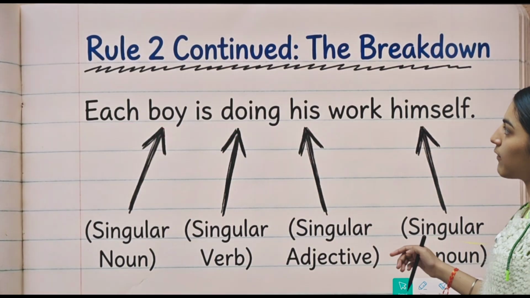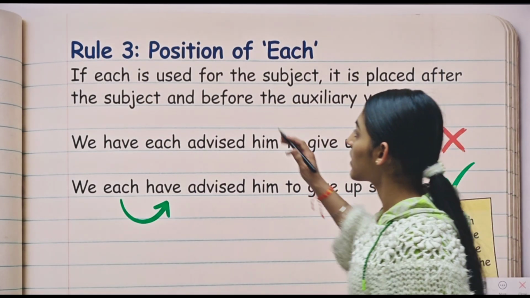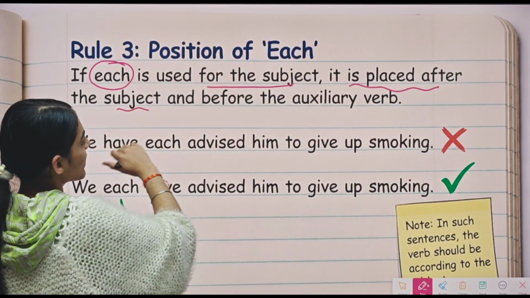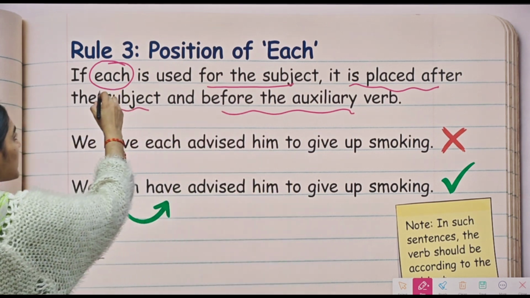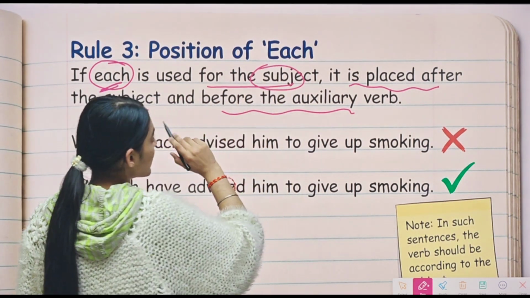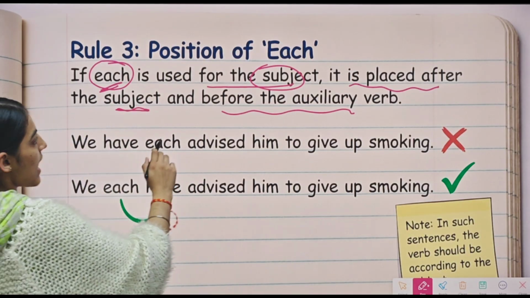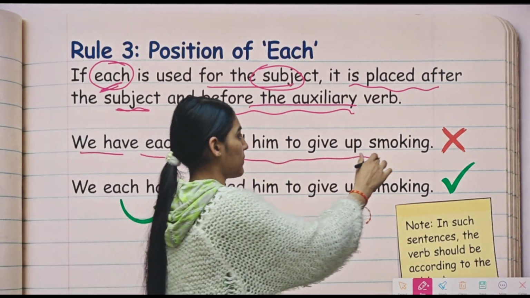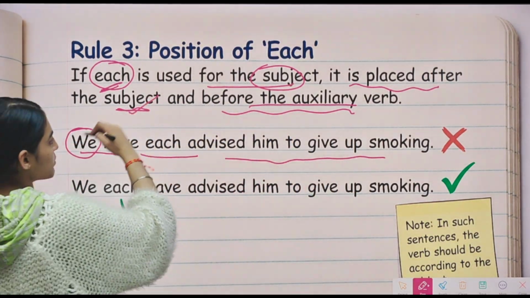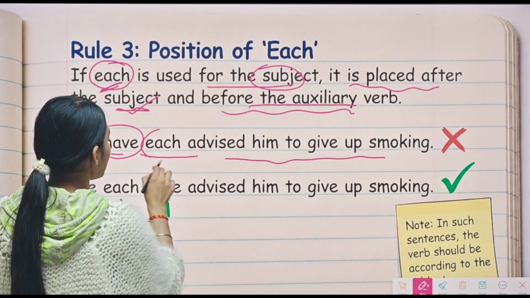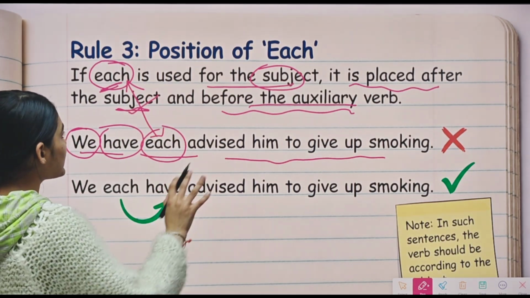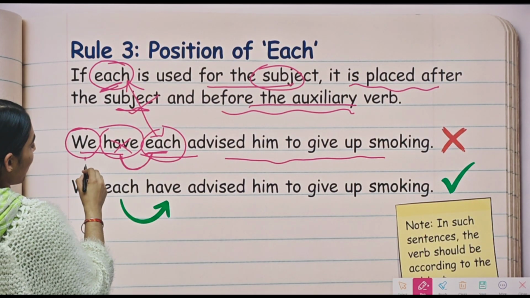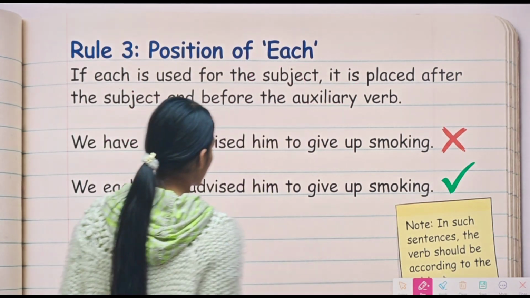Now moving on, we have rule number 3. Rule number 3 says if each is used for the subject, it is placed after the subject and before the auxiliary verb. So let's see this example. We have each advised him to give up smoking. Here we is the subject and have is the auxiliary verb, and each is the word which we can see here. As I told you, we cannot use the auxiliary verb before the word each, and here it has been used, so this sentence becomes wrong. Let's see the correct form.